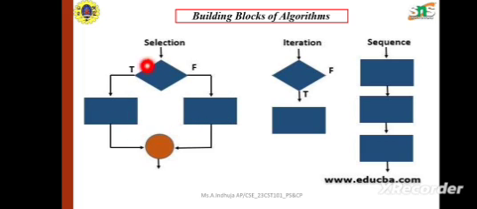So this is selection. We are going to select either this side or this side. This is iteration. After performing or validating this condition, we move towards the next step. And this is sequence, step by step.